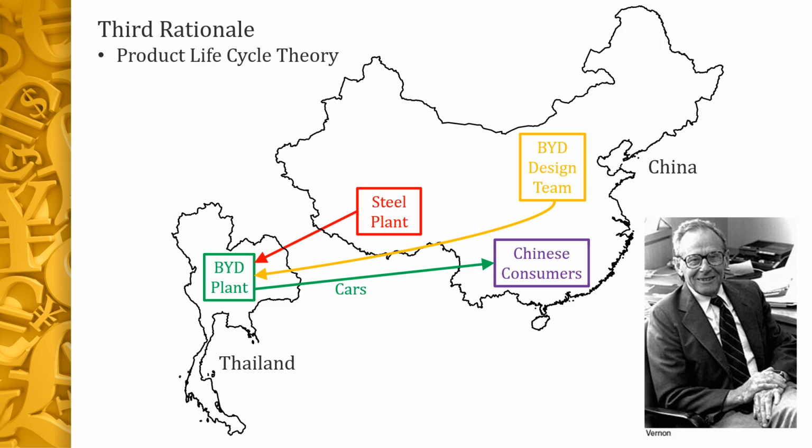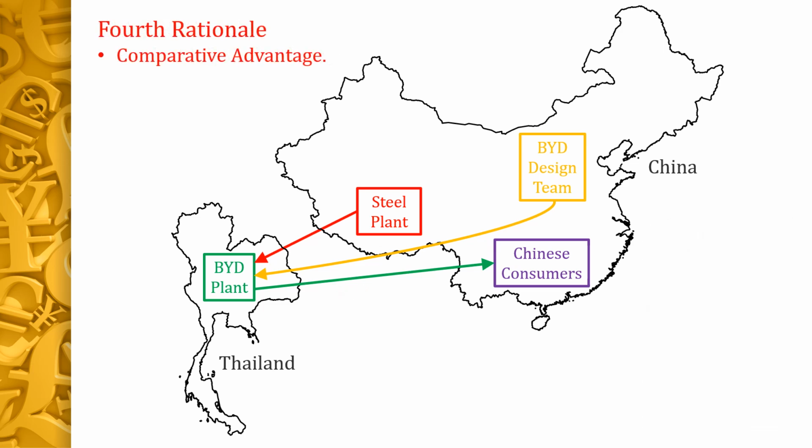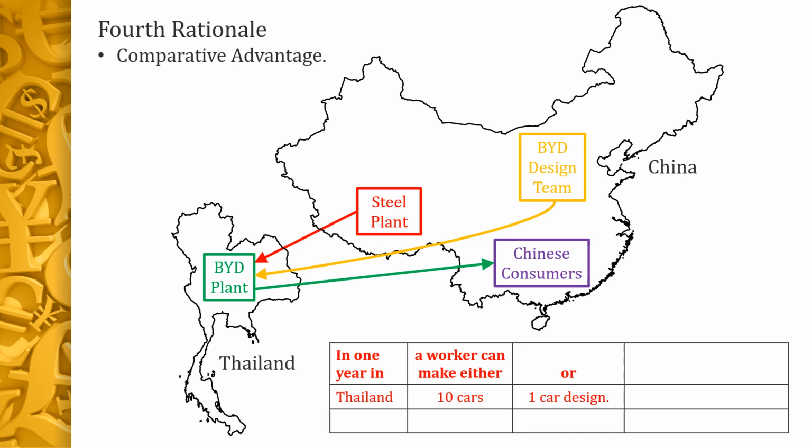Product life cycle theory was invented in the 1960s by Raymond Vernon, a professor at Harvard Business School. Outsourcing production to Thailand may also be motivated by the fourth rationale for overseas activities, comparative advantage. The rough idea is that a country should specialize in making products in which its relative productivity is highest. Let's make this more precise.